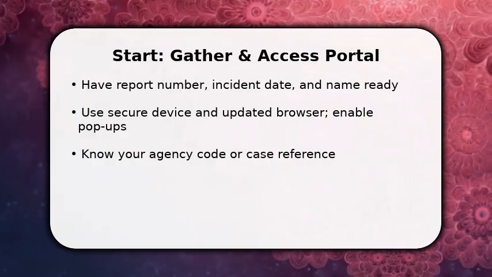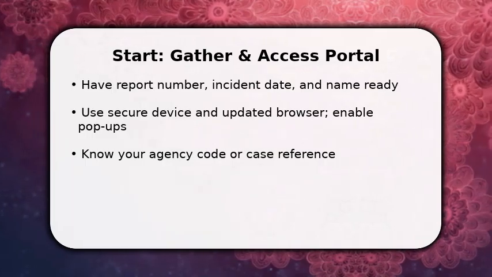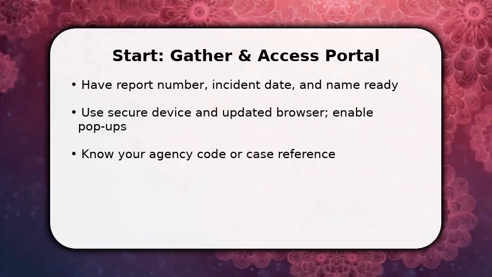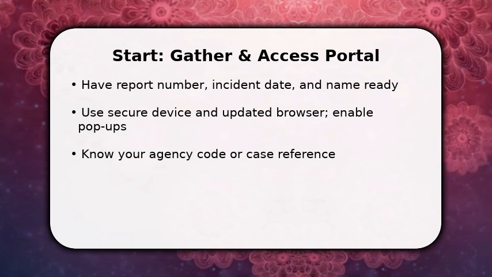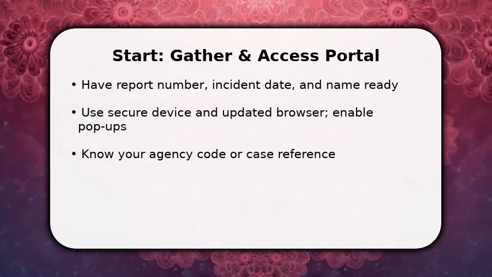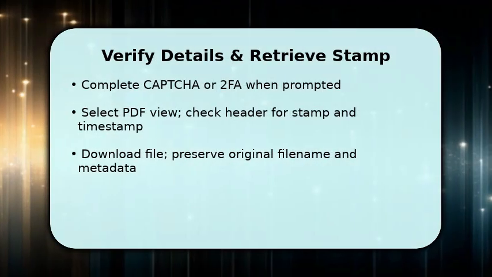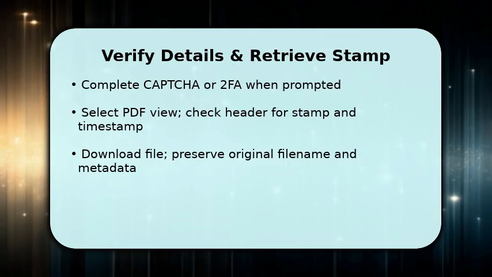Next, navigate to your local police records or government portal and choose the option for police reports or incident records. You enter the report number and agency code when prompted, because that exact ID directs the system to the single record you need. You'll complete any CAPTCHA or two-factor authentication that protects access, because secure portals require proof you're human.